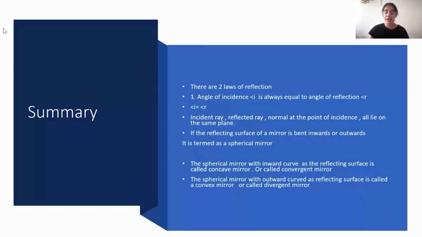A spherical mirror which is bent inward is the concave mirror. Rays of light, usually after reflecting on this surface, appear to meet at a point or converge at a point. Hence, concave mirrors are also termed convergent mirrors.